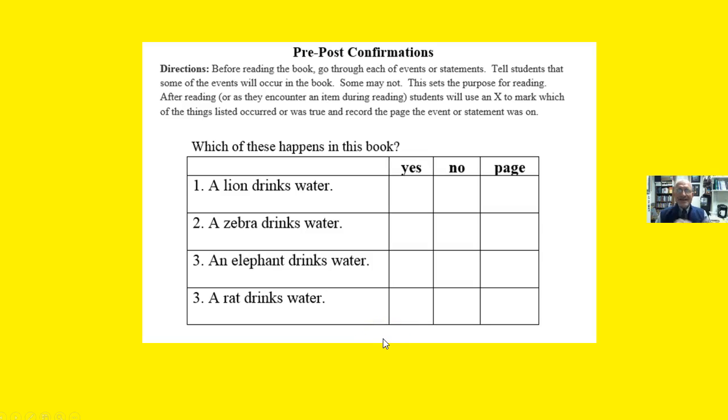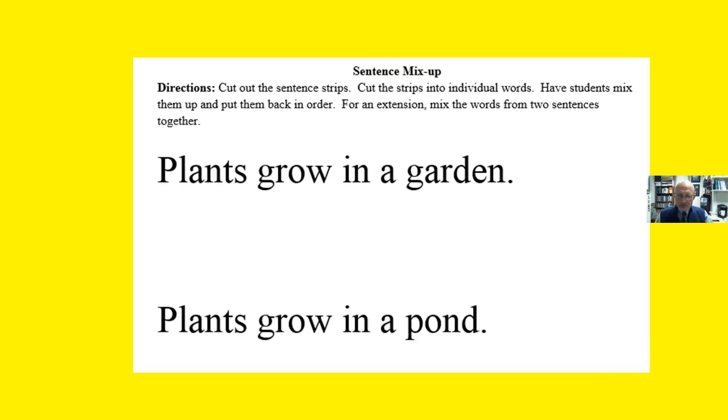Now there's always one that isn't true on here. So they would mark the X for no. And for that, some you can put the page number, some not. A rat drinks water is not in this book, so they would simply place an X on the no.